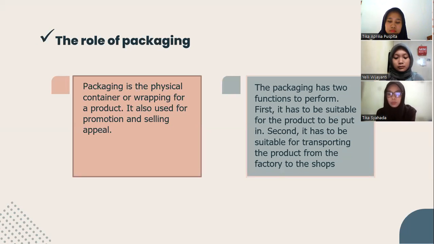The second one is it has to be suitable for transporting the product from the factory to the shops. So preferably the packaging should not be too delicate or the product could easily get damaged. Next.